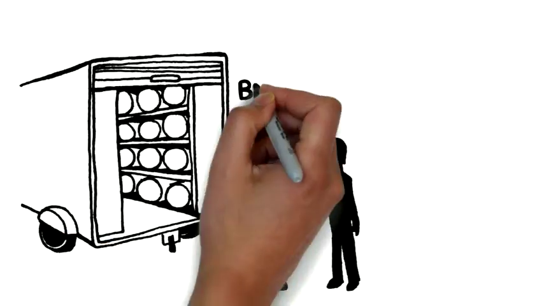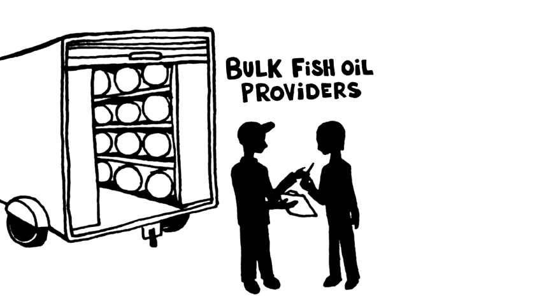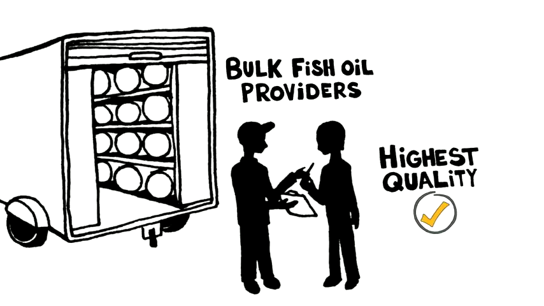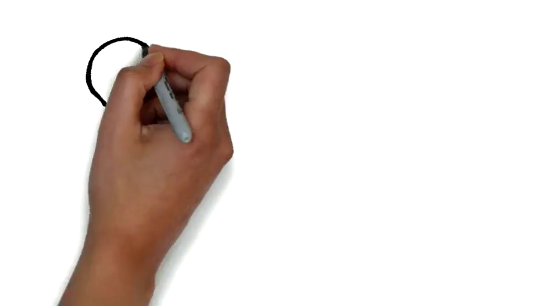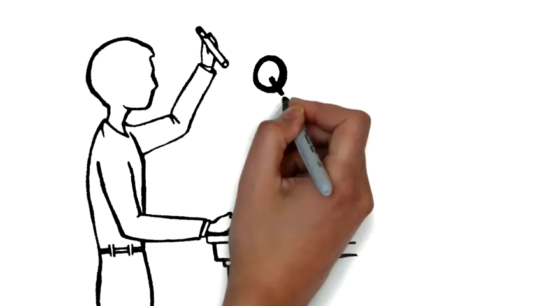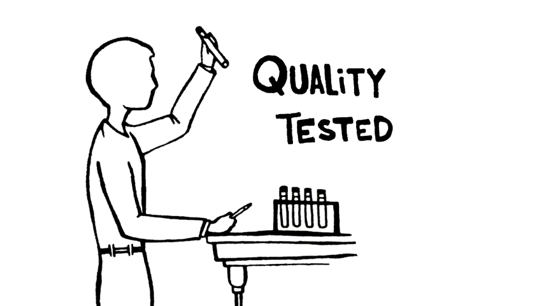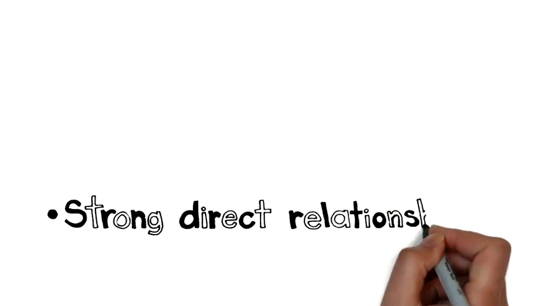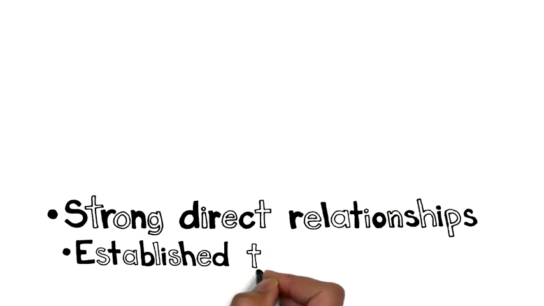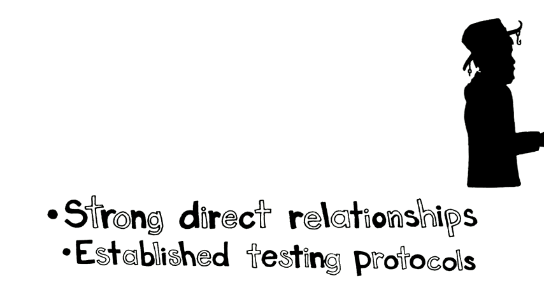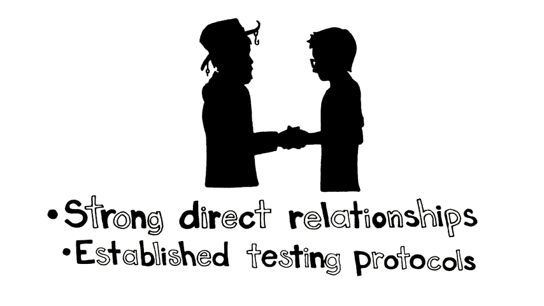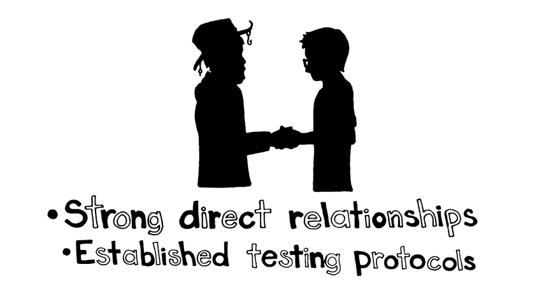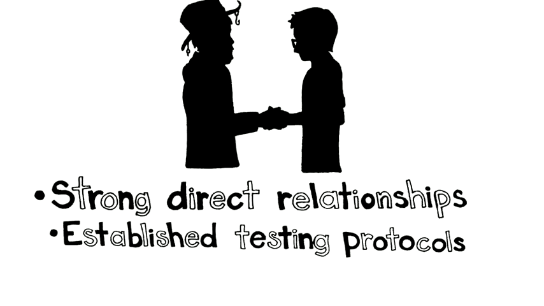Integrative works closely with our bulk fish oil providers and only purchases the highest quality fish oils. The fully refined oils that we receive are quality tested to our specifications prior to use. Strong direct relationships with the fisheries and fish oil refiners and established testing protocols give us strong confidence regarding the premium quality of the oils used in our Pure Omega products.